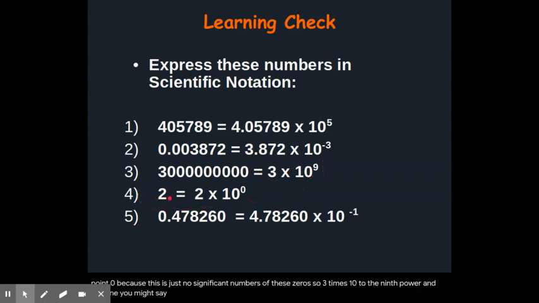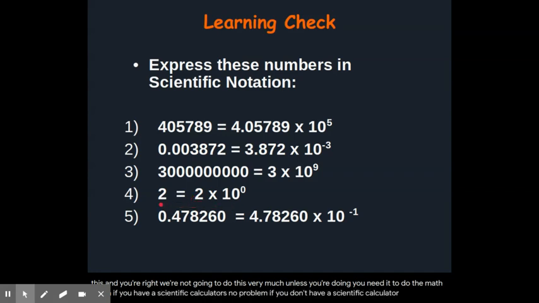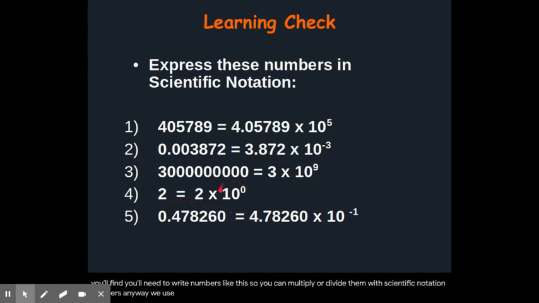And this one, you might say, well, how do I do that? That's silly. Why would I write this if I could just write this? And you're right. We're not going to do this very much unless you need it to do the math, which if you have a scientific calculator is no problem. If you don't have a scientific calculator, sometimes you'll need to write numbers like this so you can multiply or divide them with scientific notation numbers. Anyway, we use 10 to the 0 power because 10 to the 0 power is equal to 1. We didn't move the decimal anywhere, so 2 times 1 is 2.